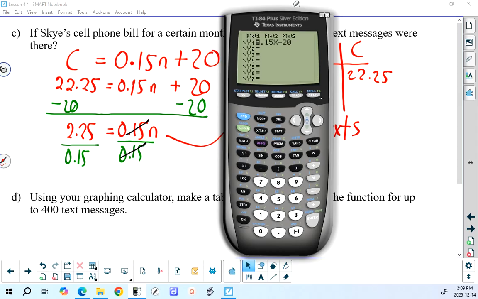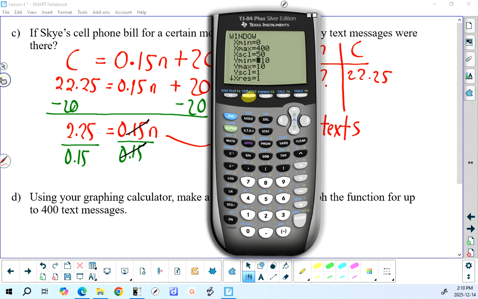We want to make a table of values and show a graph for up to 400 text messages. So we're going to do something that we did yesterday with a different question. We're going to go to our window setting, and we're going to go from 0 to 400 for x, and we can go up in increments of, we'll say, 50. Now, what we need to do is generate a table. We'll come back to the graph in a second. But if you take a look at, I'll highlight it for you so you can see this because you can't see me pointing. Your window key, the word right above window says table set.